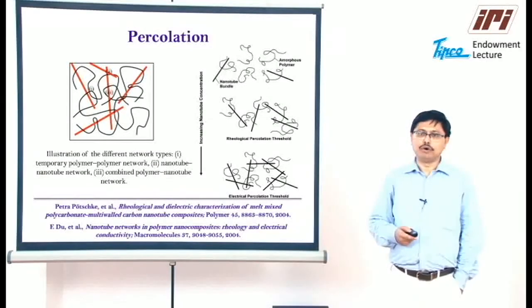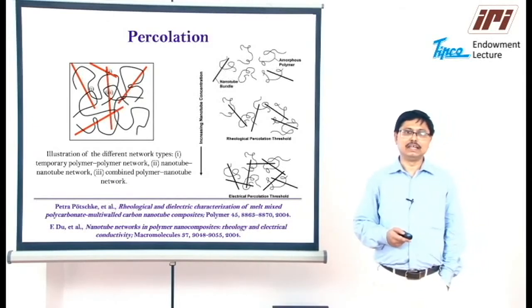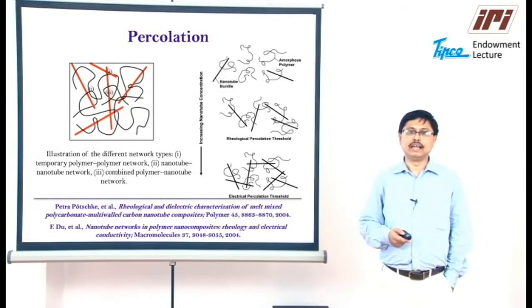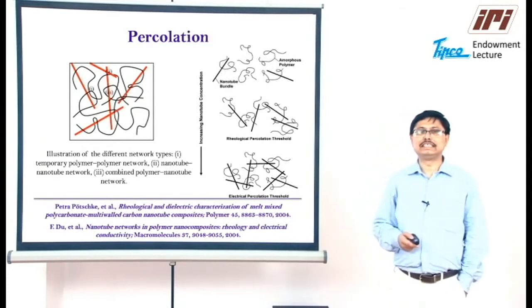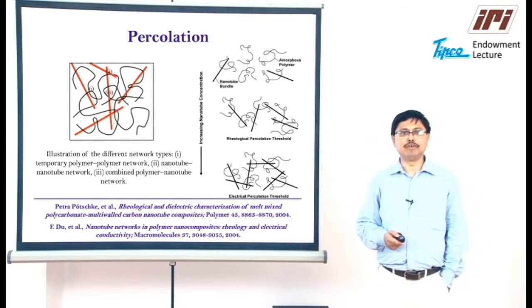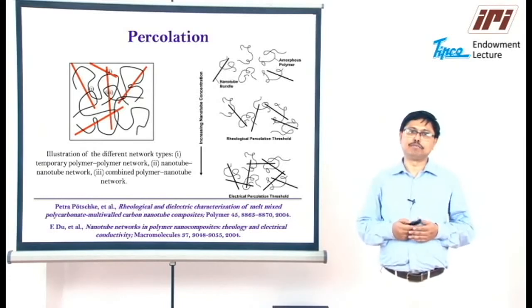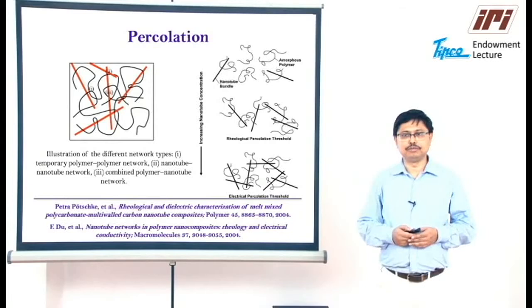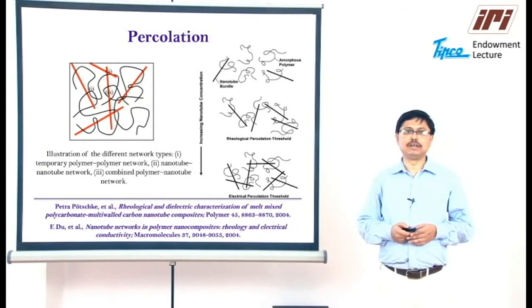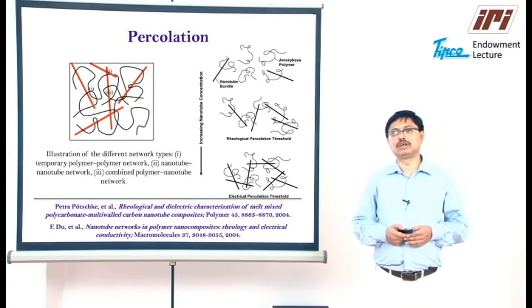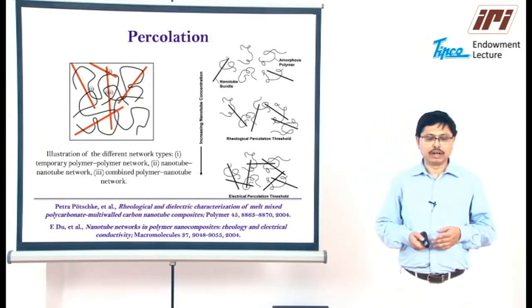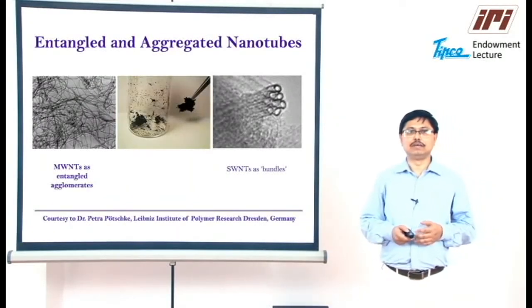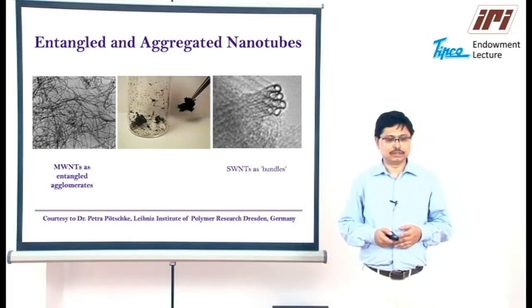Based on these experiments, it has been proposed that in the nanotube polymer composite, there are 3 kinds of network structure involved: polymer network, polymer nanotube network, and nanotube network. In the case of the rheological percolation, all 3 network-like structures dominate, whereas with increased concentration, the electrical percolation dominates.